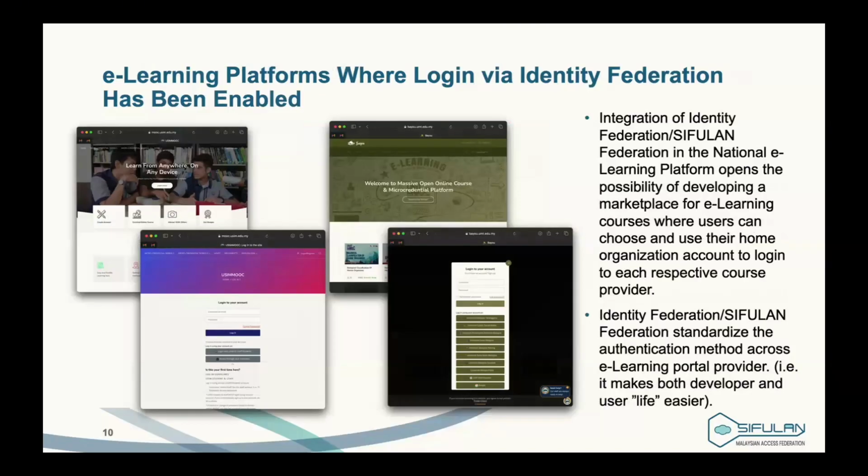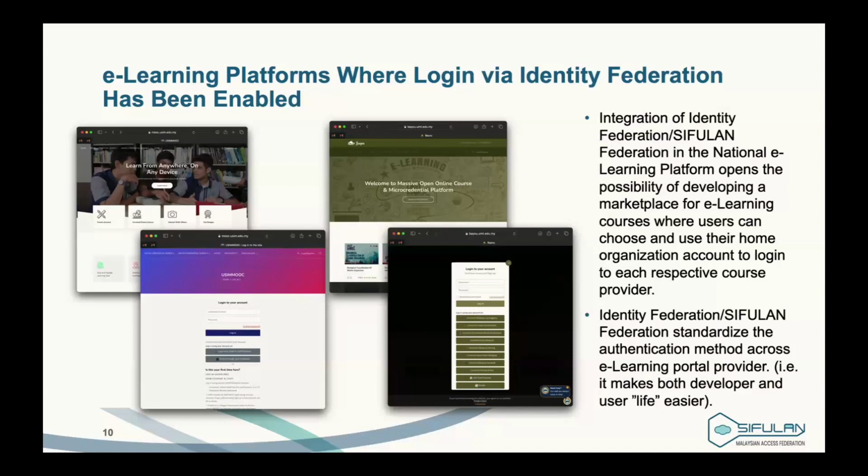So there are some universities in Malaysia that have already started opening their online learning to eduGAIN, such as Usimuk on the left. So you can log into their online learning. Some of the courses are free, so you just need to log in using your account and enroll in the free courses, but some courses are paid as well.